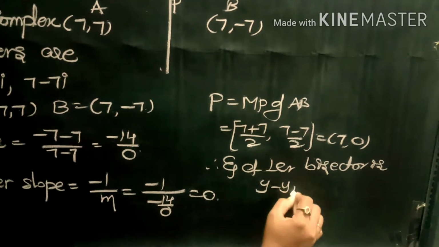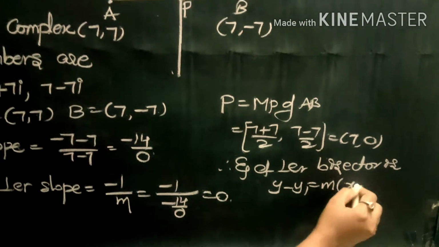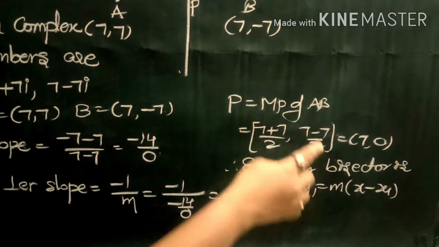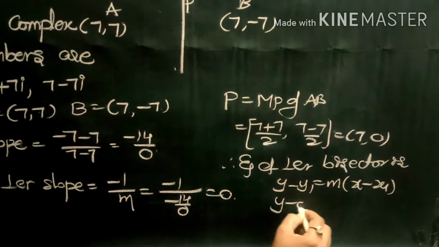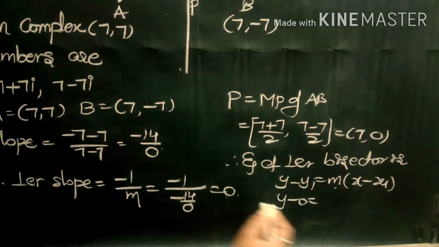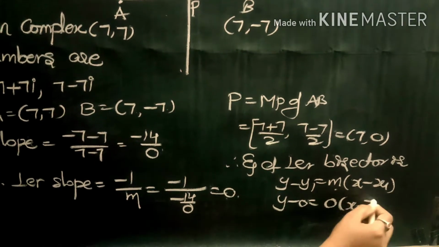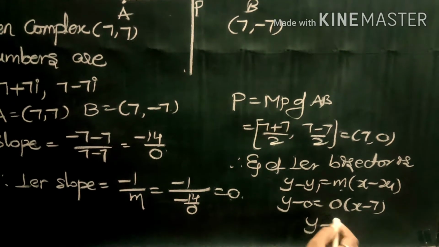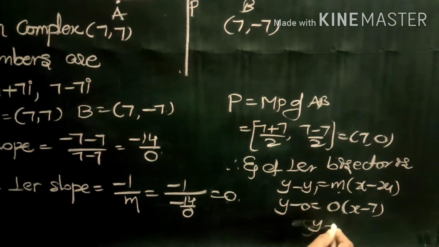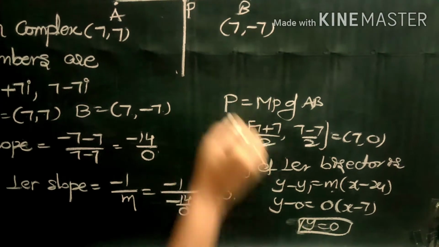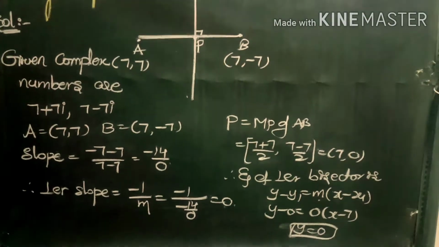formula y minus y1 equals m into x minus x1. So here x1, y1 means we are taking the point 7, 0. That is y minus 0 equals m, meaning we are taking the perpendicular slope 0, into x minus 7. That is y minus 0, y equal to 0. Y equal to 0 is the equation of the perpendicular bisector.